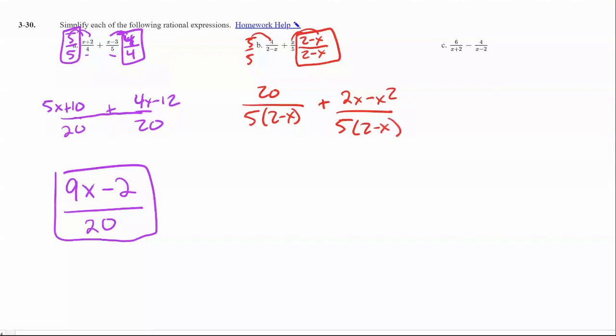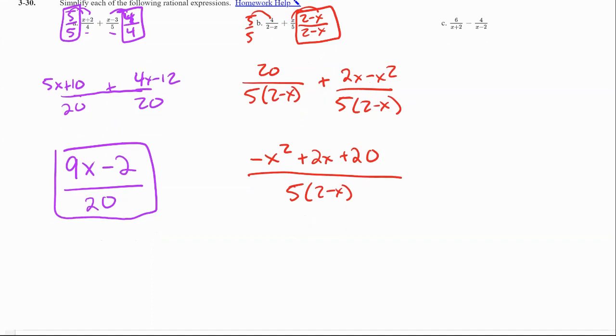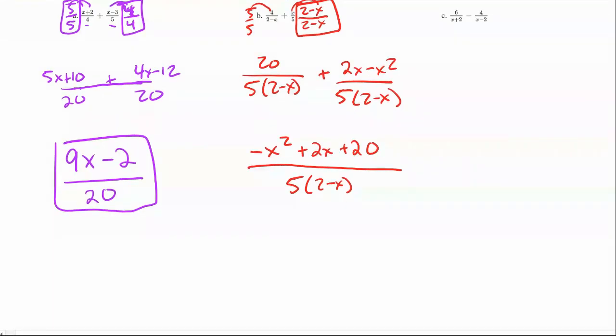And because now I have a common denominator, I can add the top. So I'm going to put it in standard form. So I'm going to start with negative x squared plus 2x plus 20 over 5 times 2 minus x. I'm going to do one thing really quick just to double check here. I'm not really sure if this is my final answer or not.